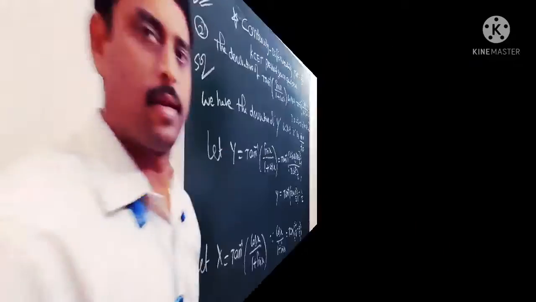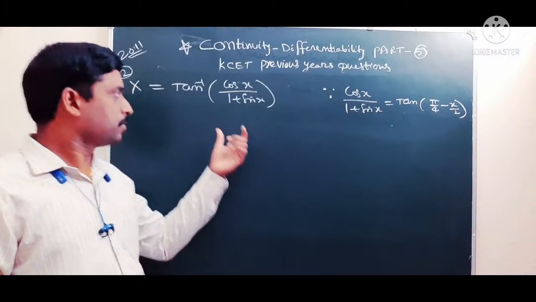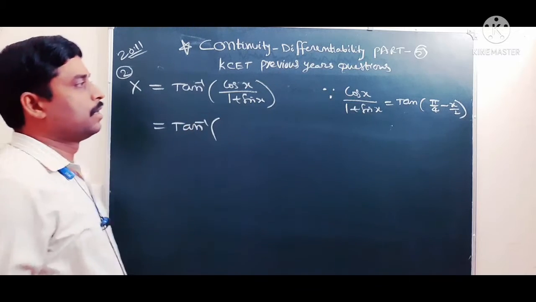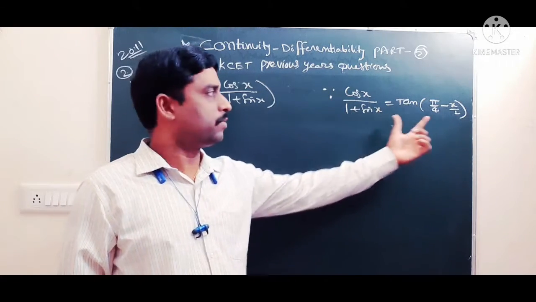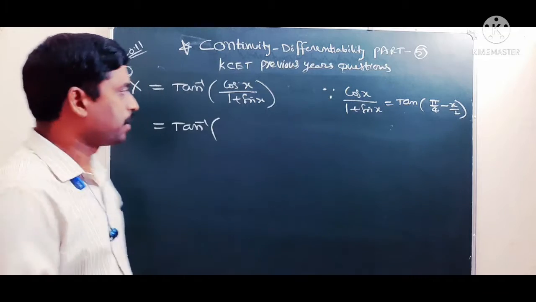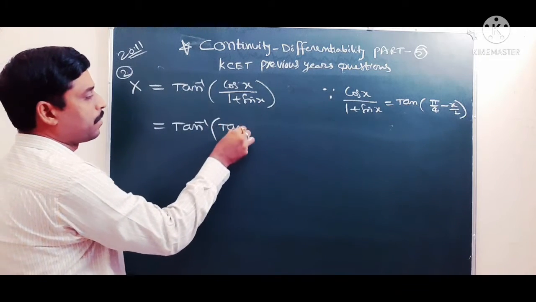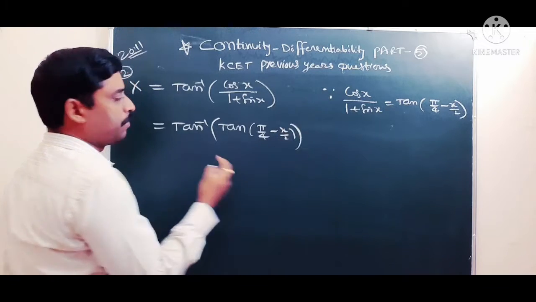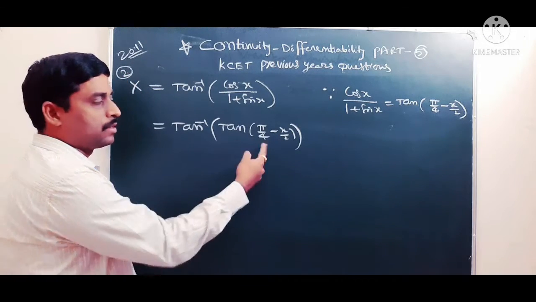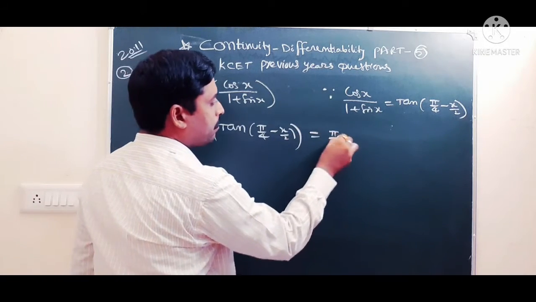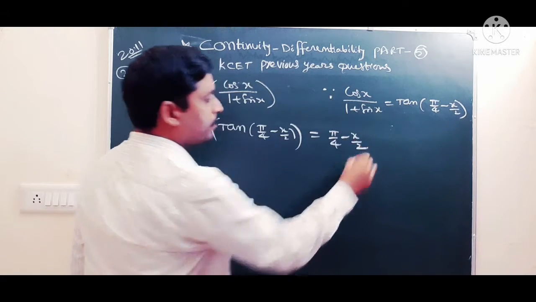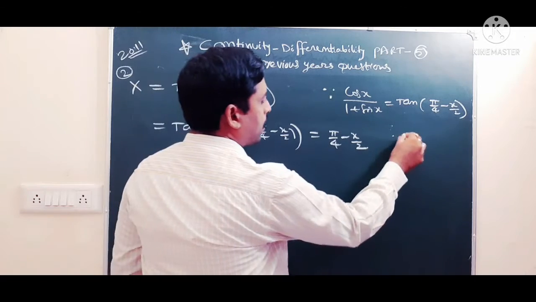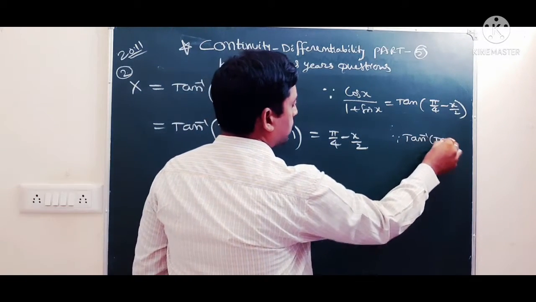Tan pi by 4 minus x by 2. Okay, continuation. So tan inverse of cos x by 1 plus sin x, this will be tan pi by 4 minus x by 2, right? So tan inverse of tan theta, this will be theta, pi by 4 minus x by 2. We have one formula, tan inverse of tan theta is equal to theta.